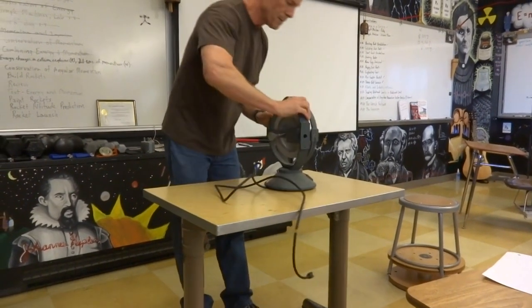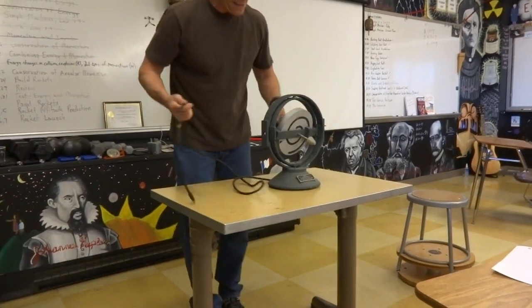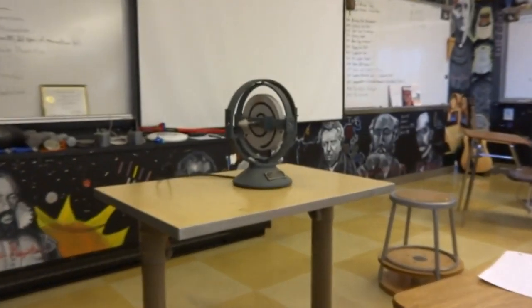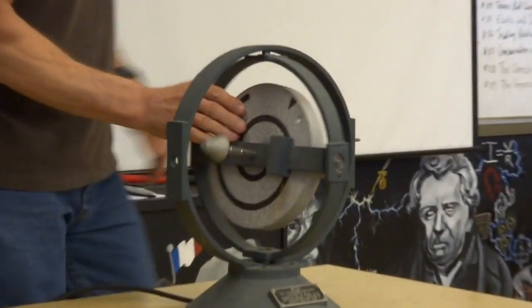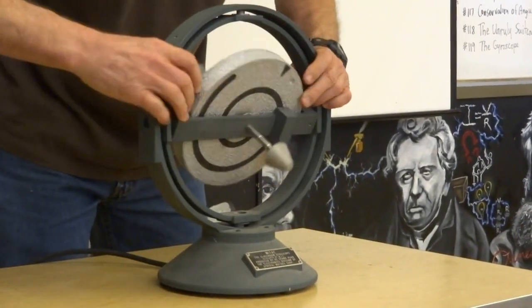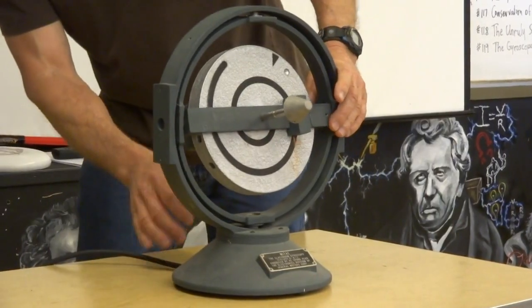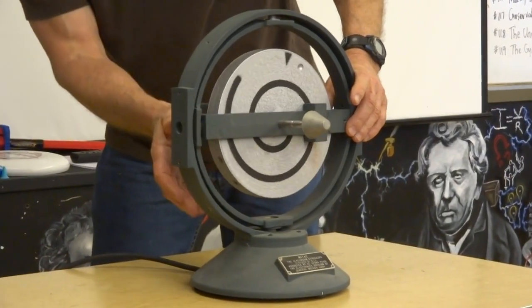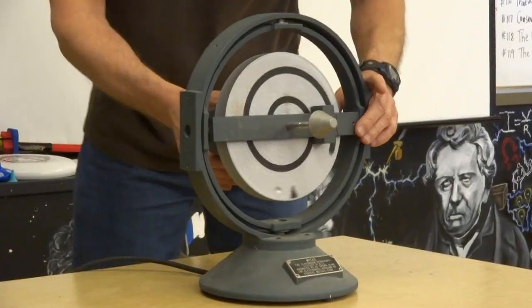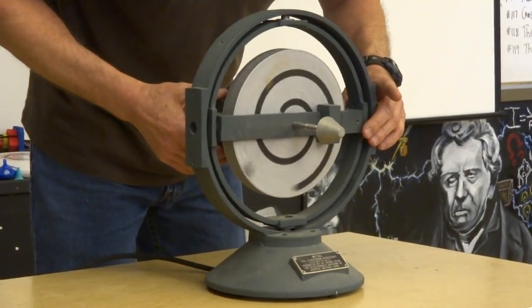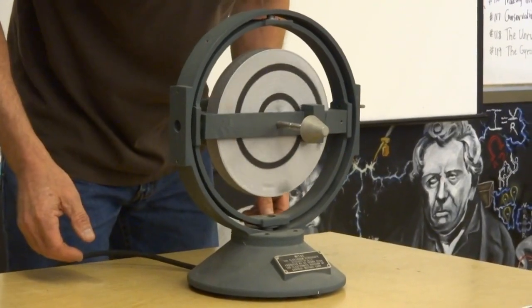So this is a gyroscope. Turn right. And speed. That's bad. There we go. Okay, so this takes a moment to get up to speed.